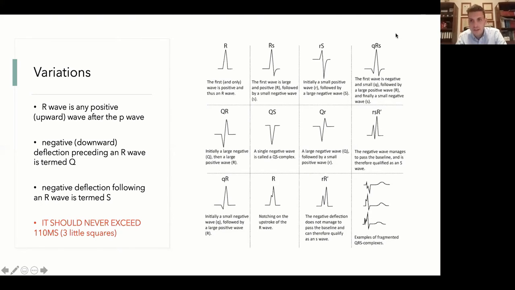So simply, the variations are many, but you need to be able to understand that some of them are pathological, some are physiological, but the most mainstream type of QRS that you will see on the ECGs, especially the physiological ones, will be this form: a first wave that is negative, followed by a large positive wave, and finally a small negative wave. Keep in mind that a QRS should never exceed 110 milliseconds, 3 little squares. This means that there is a problem in the ventricles. QRS is representative of the ventricle action, so it should work properly and have the proper duration.